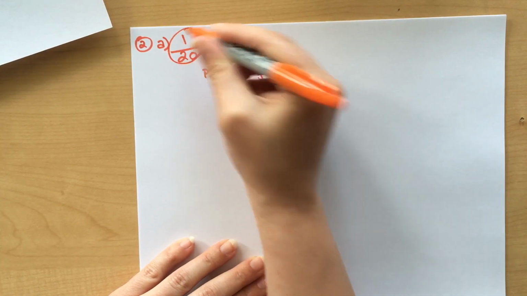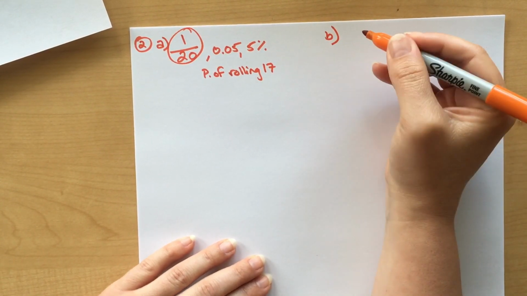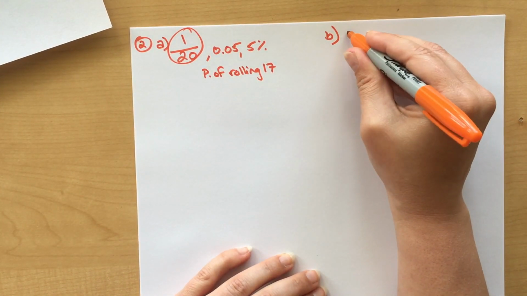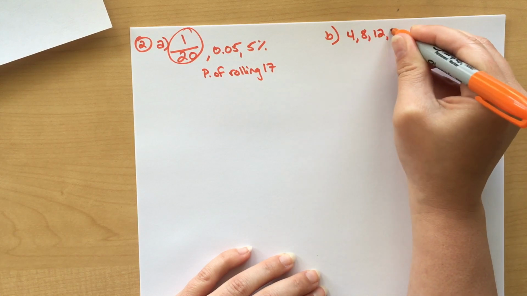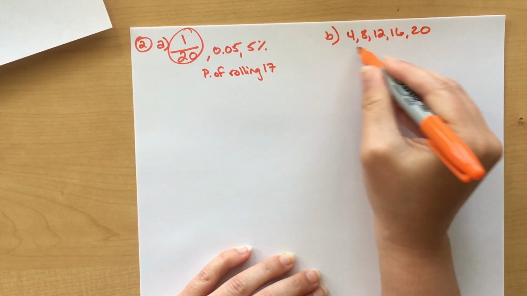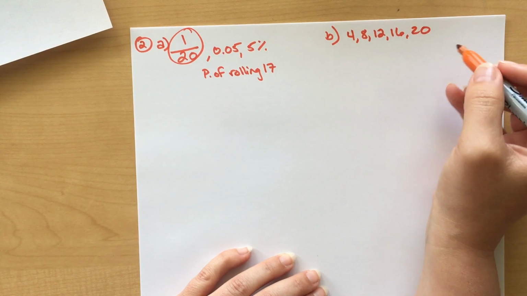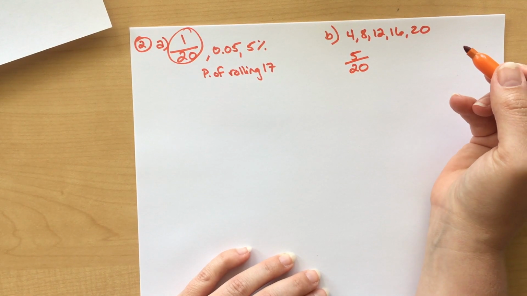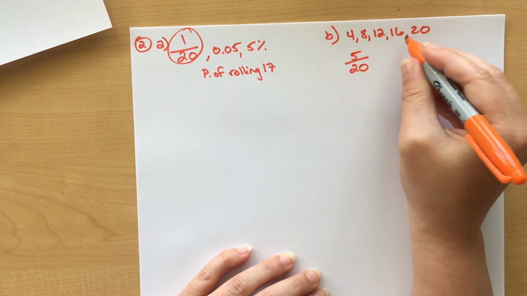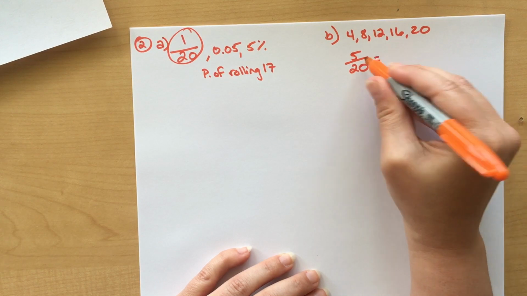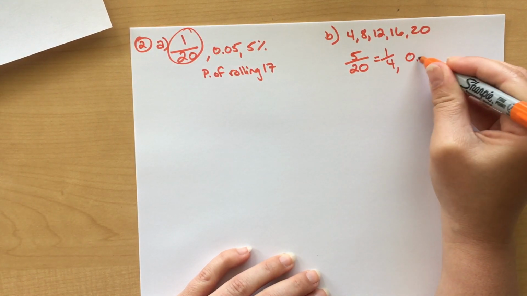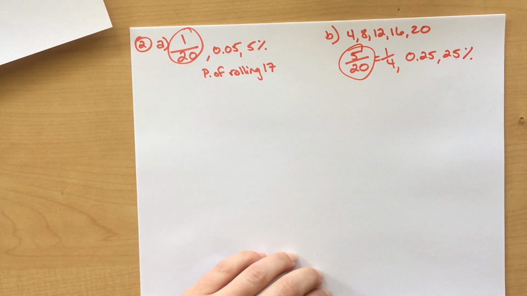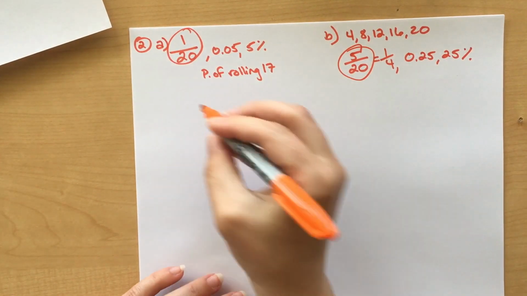All right, that's your answer for 2A. 2B, what are the chances of rolling a number that is a multiple of 4? So if I think of those, right, 4, 8, 12, 16, and 20, all of those can show up on my 20-sided dice. That means there are 5 out of the 20 things that I can roll that would give me that desired outcome of a multiple of 4. We can reduce that to just 1/4, which is equal to 0.25, which is equal to 25%. So those are the chances of rolling a multiple of 4.